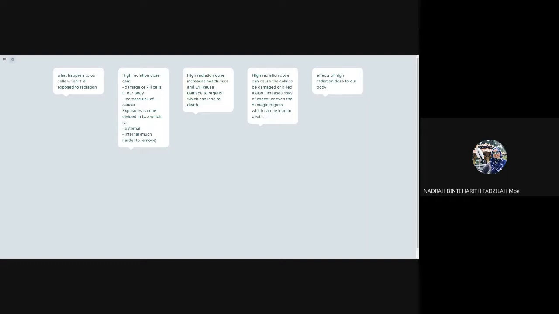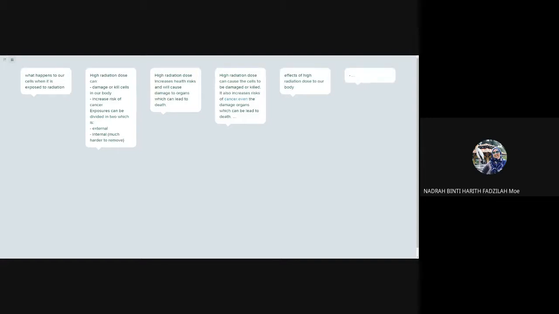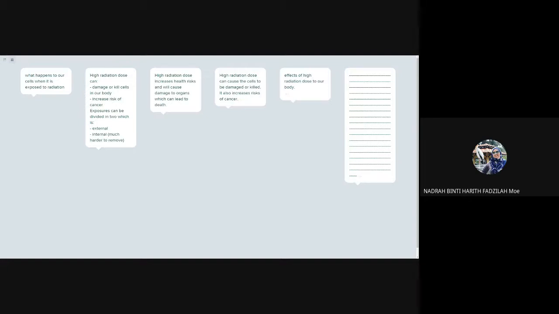And then exposure to radioactive materials can be external or internal. External sebab when we are bombarded with X-rays radiation, the radiation tu will pass through our body kan, and that is also maybe why whenever we take an X-ray, we have to change our clothes kan, tak boleh pakai kita punya clothes, kena pakai hospital clothes kan.